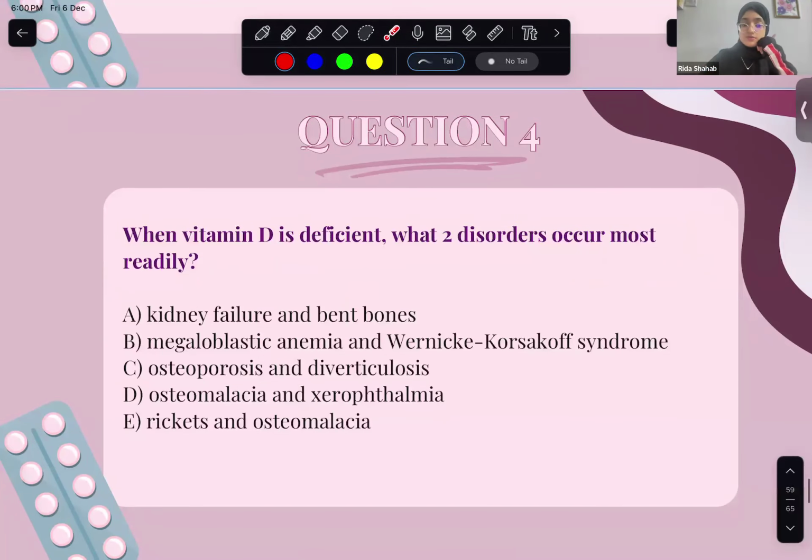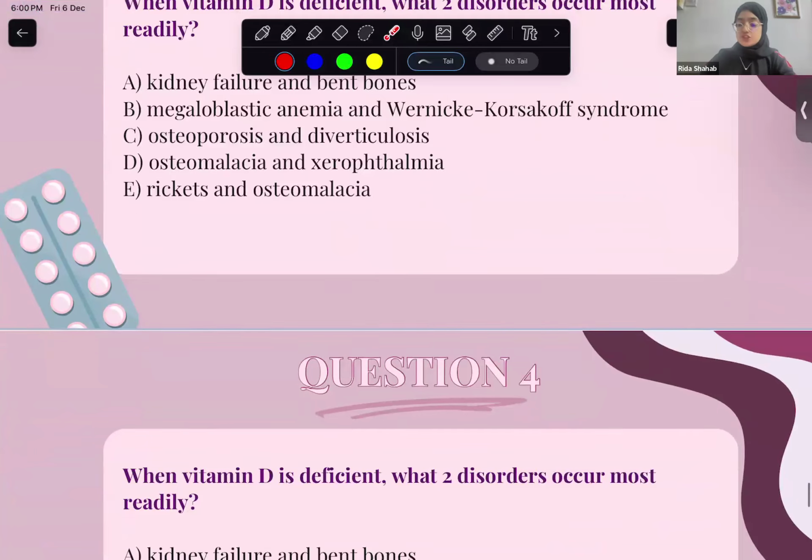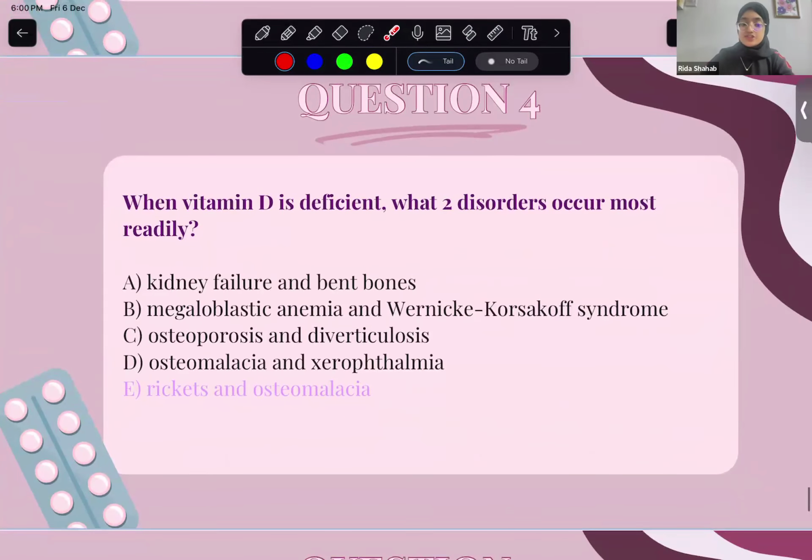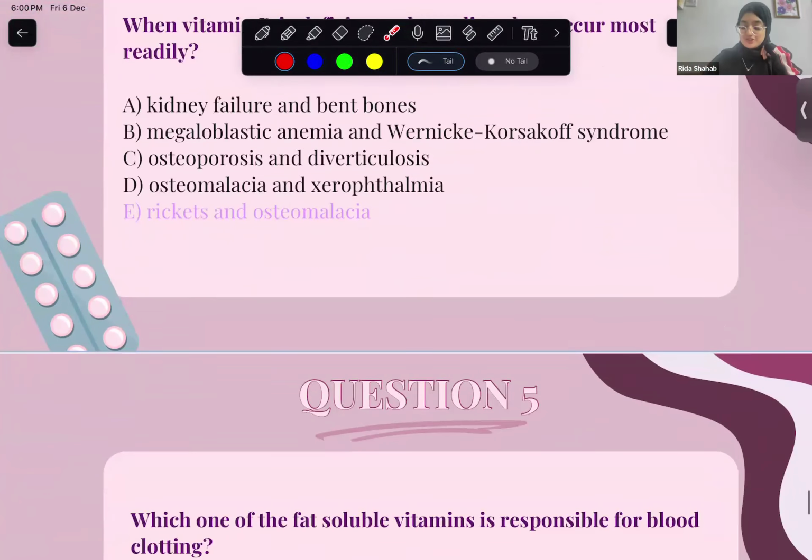Okay. For vitamin D, we have a question too. When vitamin D is deficient, what two disorders occur most readily? E. Yep, good job. E, because we said that it helps in bone health. So if there is deficiency, it's going to have bone defects like rickets and osteomalacia. Can you tell me which one is in the kids? Yes, rickets is only in the young, and osteomalacia is in the adults. Good job, guys. You're doing really good, mashallah.